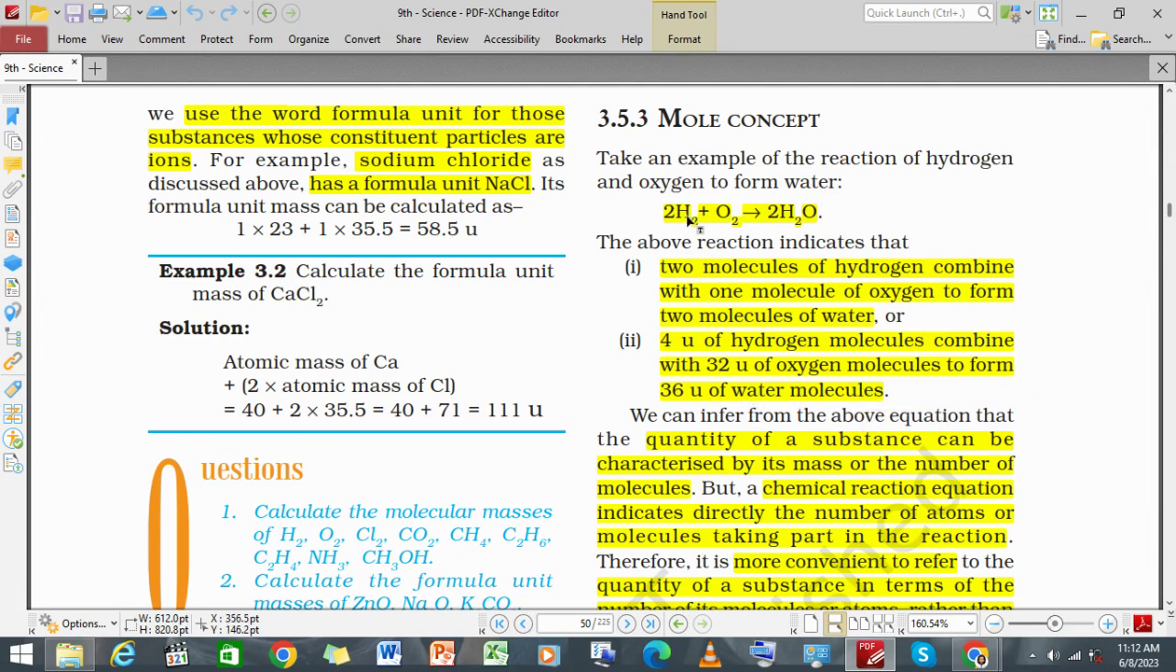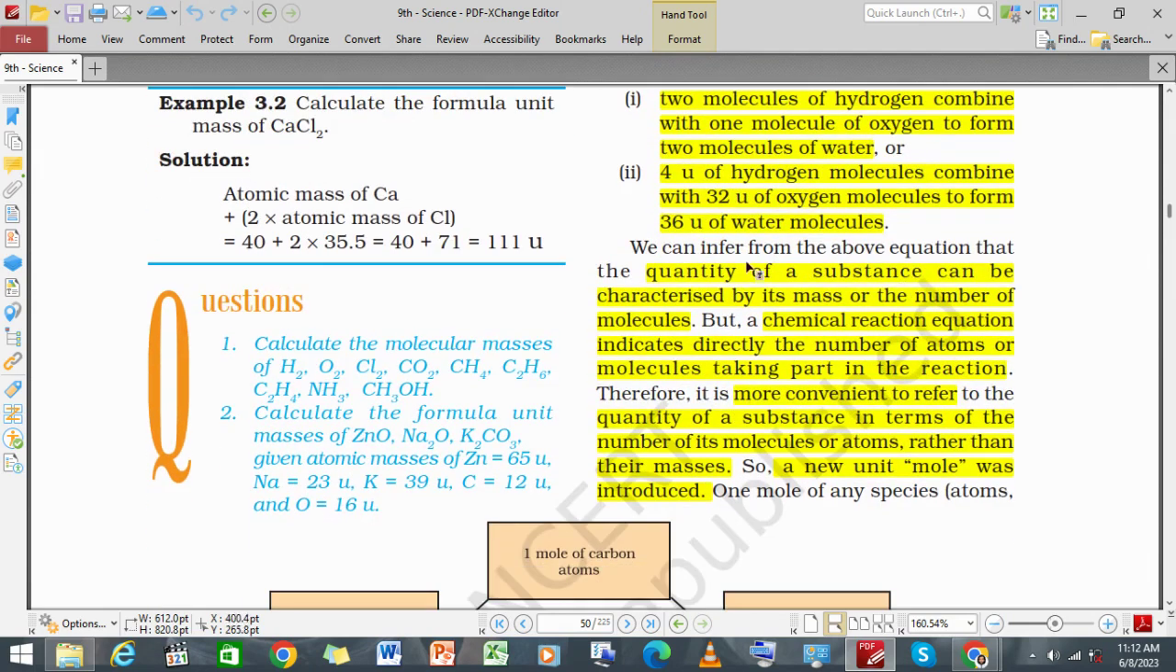Same thing. Now, 2H2 has been there, and there are two molecules of hydrogen. Hence, 2 into 2 is equal to 4 u of hydrogen molecules, which are combining with O2. O2 means 2 into 16, that is 32, to form 36 u of water. 36 means, how much was H2 earlier? Earlier it was 4, 4 plus 32 is equal to 36. So it is understandable, I hope.